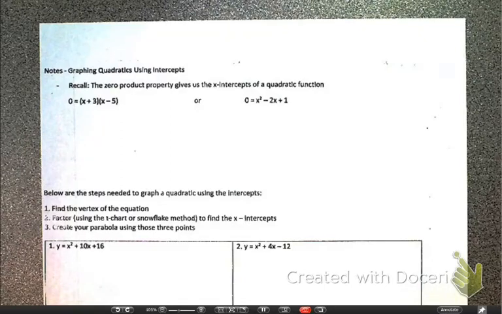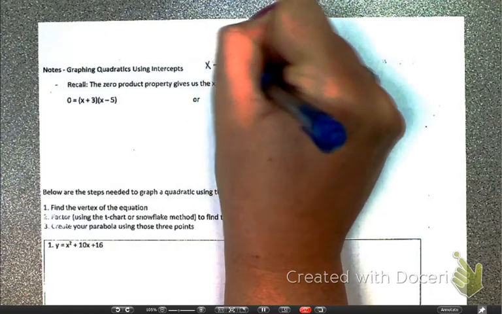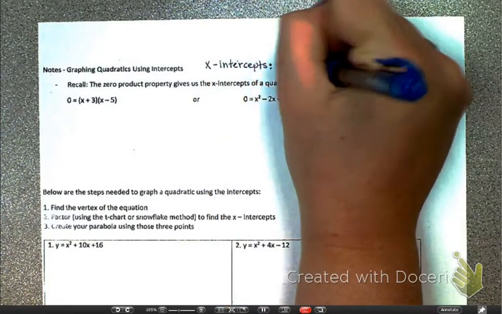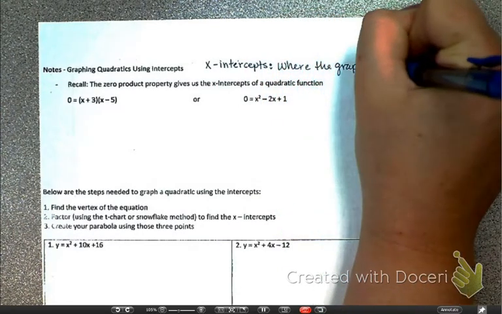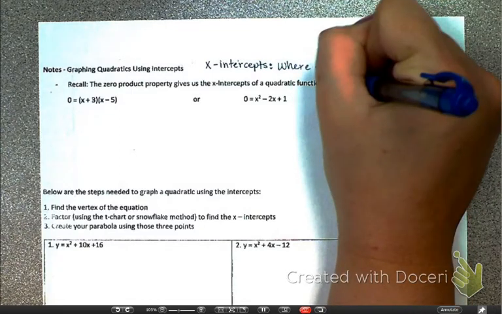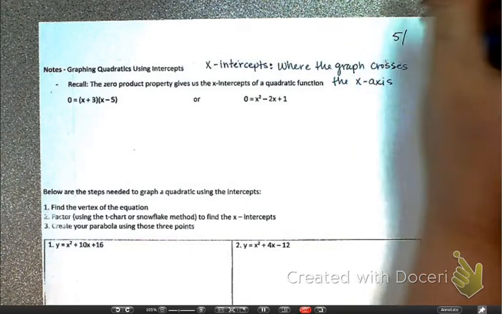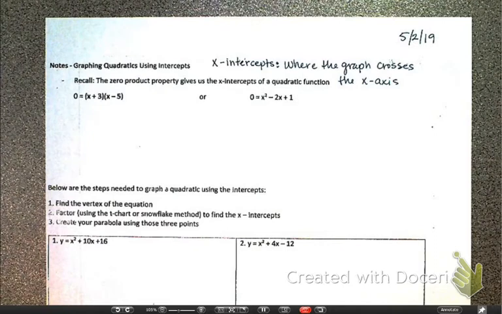So our final lesson is on graphing using intercepts, and specifically x-intercepts. This is where the graph crosses the x-axis. Okay, so we're going to look at x-intercepts and where the graph crosses the x-axis.